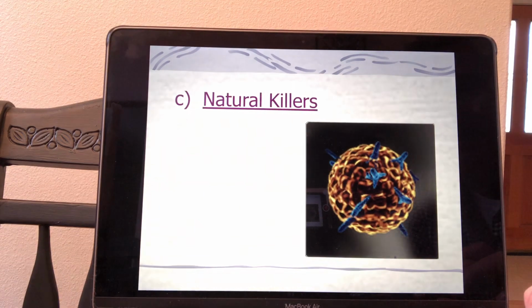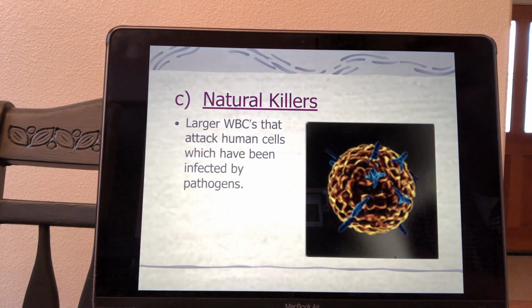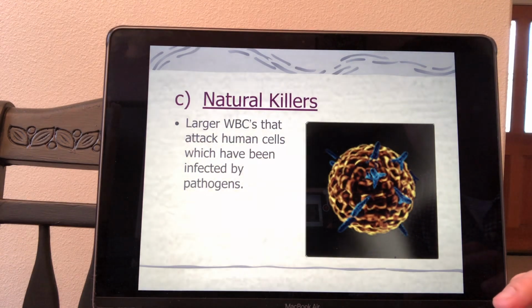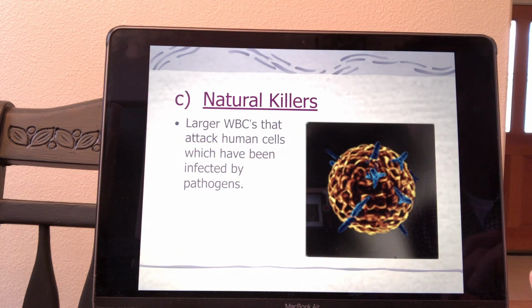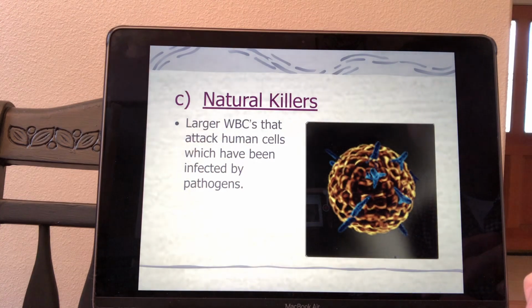Now, the third type of phagocyte is called the natural killer. And natural killers are kind of white blood cells that do damage control, so to speak. These are larger white blood cells that look for human cells, your cells, that have been so badly infected by pathogens that chances are they won't work properly anymore. So these natural killers go and take out your human cells that have been so badly damaged they're never going to work quite as well again.